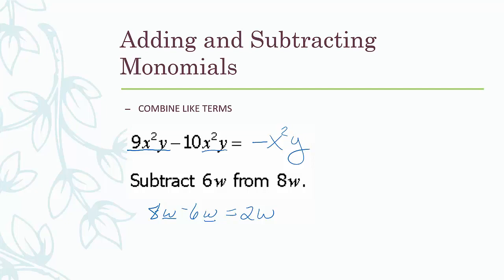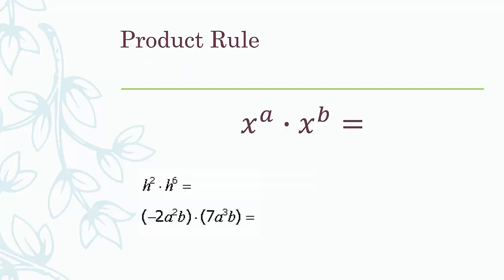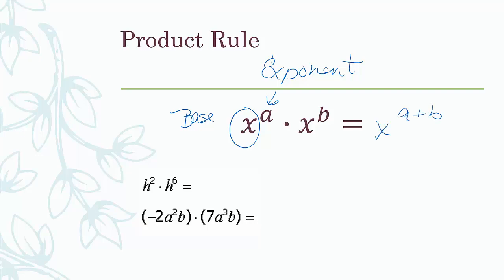So do that. All right, now we're going to move on to the product rule. Here, we have like bases. So what is a base? A base is the bottom here. This is a base, and this is the exponent. We can do this if the bases are the same and the exponents are different. What we're going to do is add the exponents. So this becomes x to the a plus b.